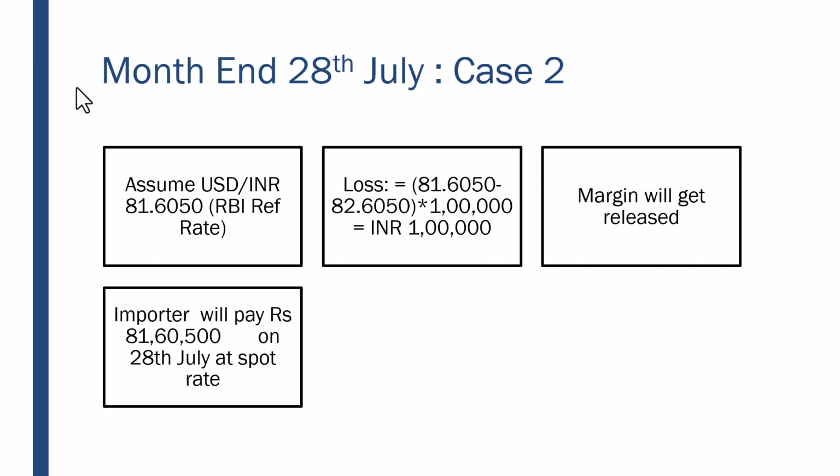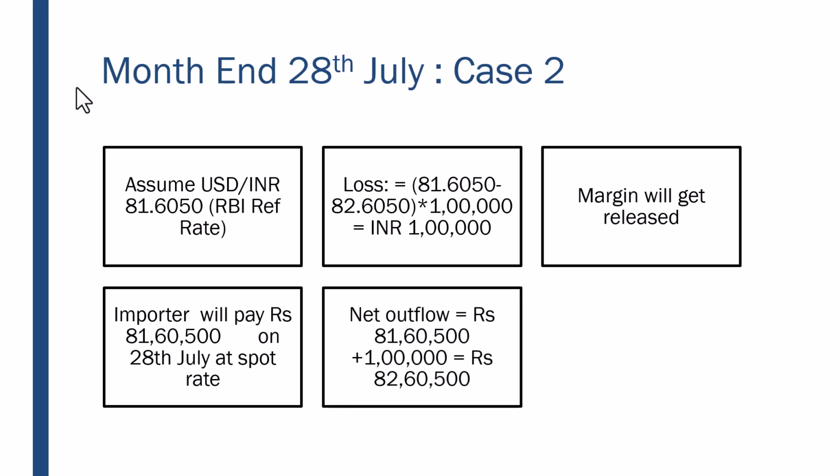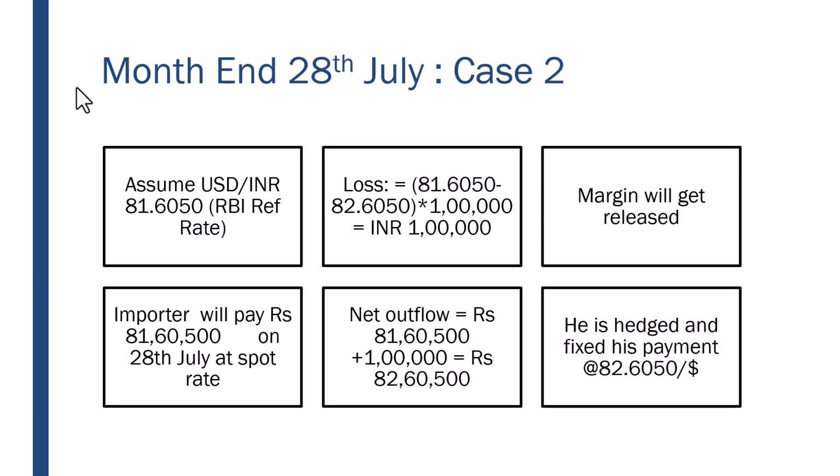And now on that day, when you go to the bank and make the actual payment to the supplier, you will be paying only 81 lakh 60,000. But you add this 1 lakh, the loss which you have suffered in the stock exchange because you hedged yourself, so your outflow is still 82.60. Whatever the rate you have taken at the beginning, 82.60, that becomes your hedging rate. Whether the dollar goes up or down, you are hedged at 82.60.